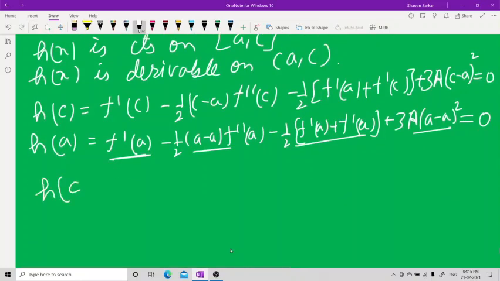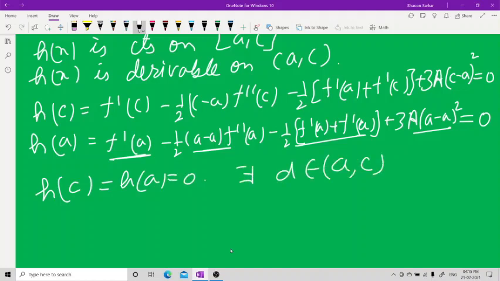So h(c) = h(a) = 0. There exists a d between a and c such that h'(d) = 0. Rolle's condition is again applied on d. Just a minute on this d. Wait, let's write this d properly.